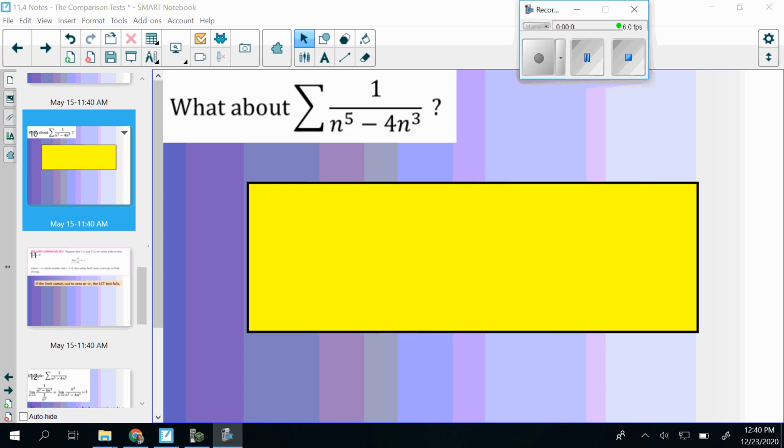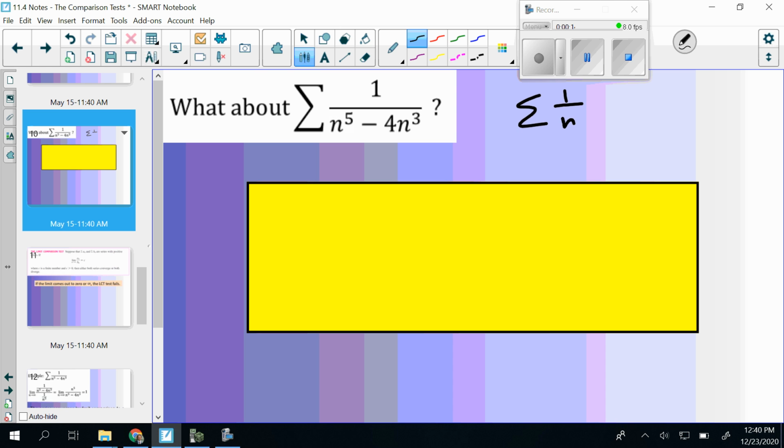All right, what about this series? So we want to know, is this one convergent or not? Well, this one would be comparable to our series of 1 over n to the fifth, which we know is convergent by p-series, because our p here of 5 is definitely bigger than 1.